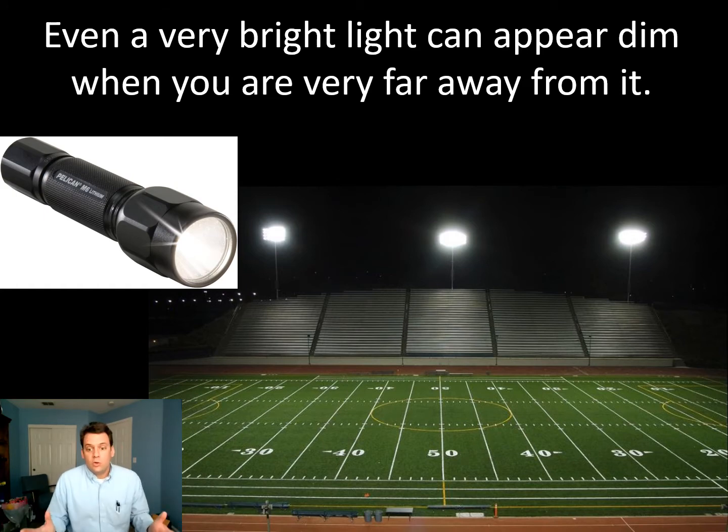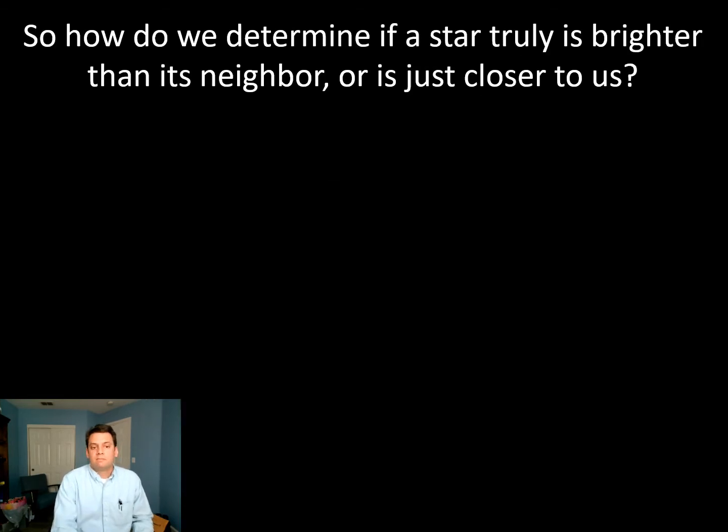To state what might be obvious, even a very bright star, or a bright flashlight, can appear dim if you're very far away from it, right? So how do we tell if a star is truly brighter than its neighbor, or if it just happens to be much closer to us?